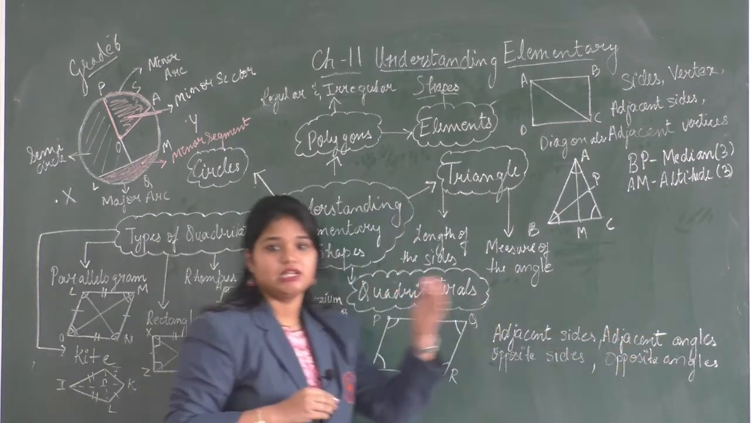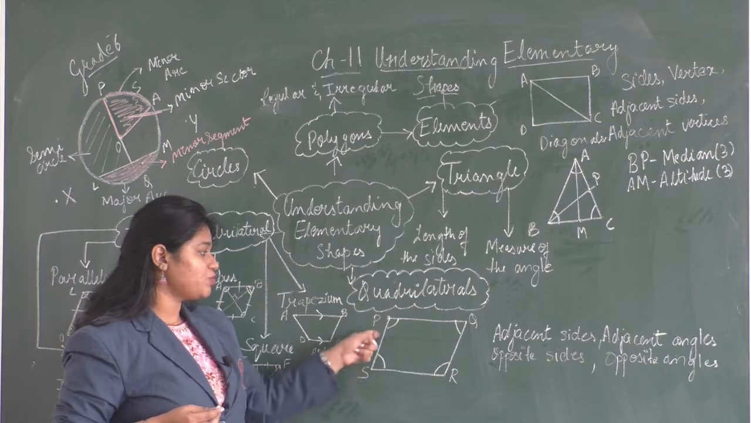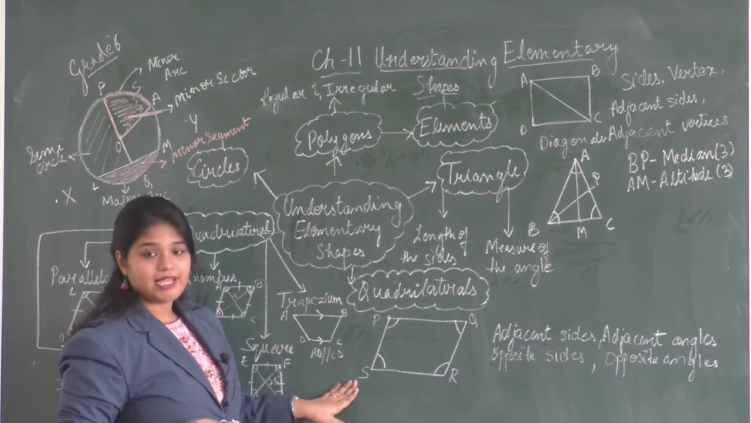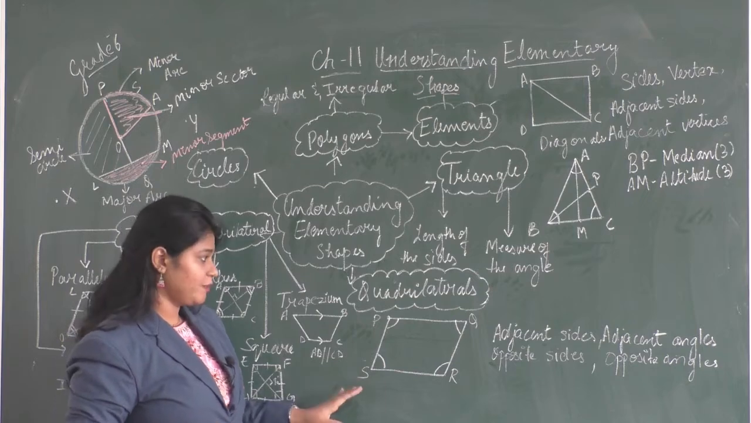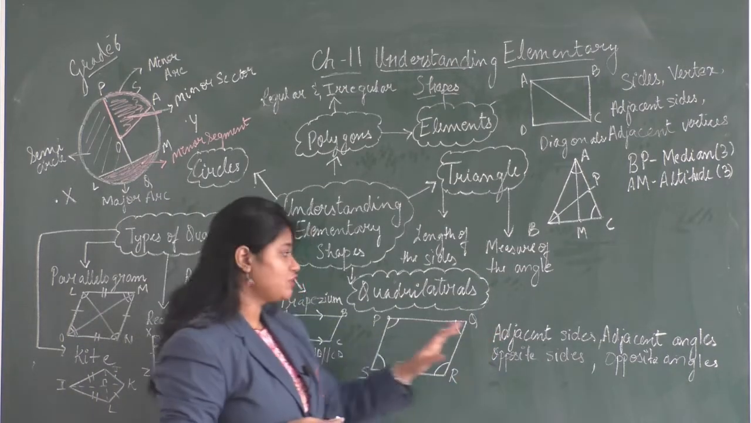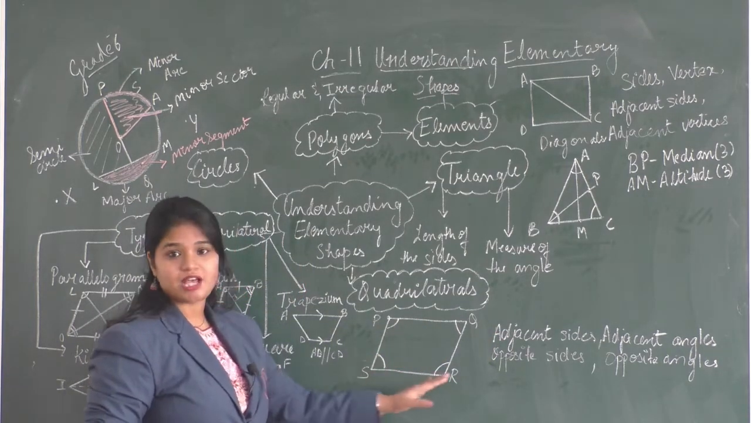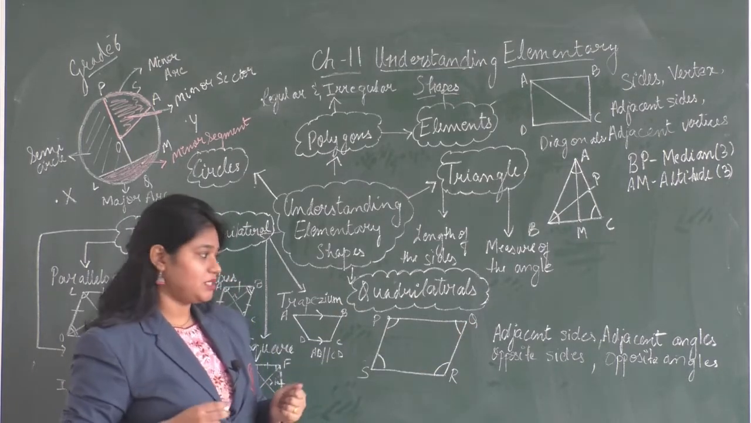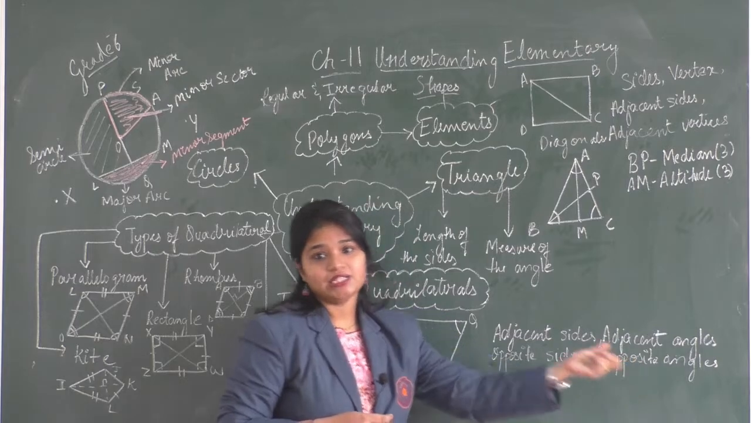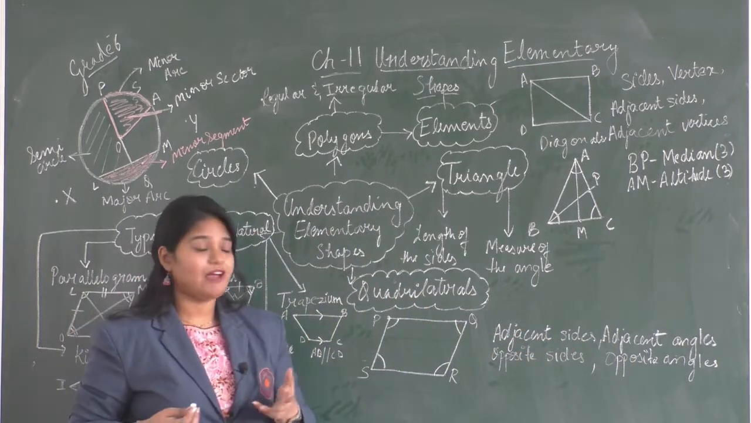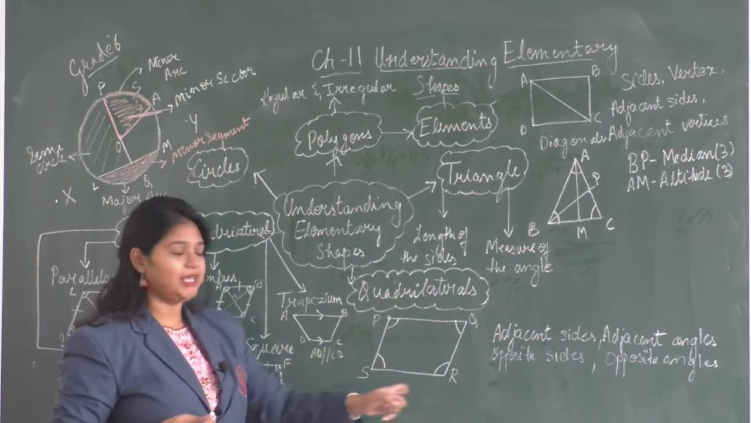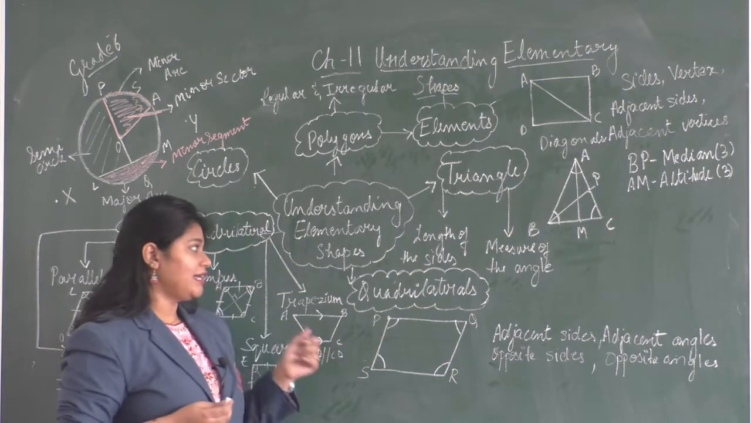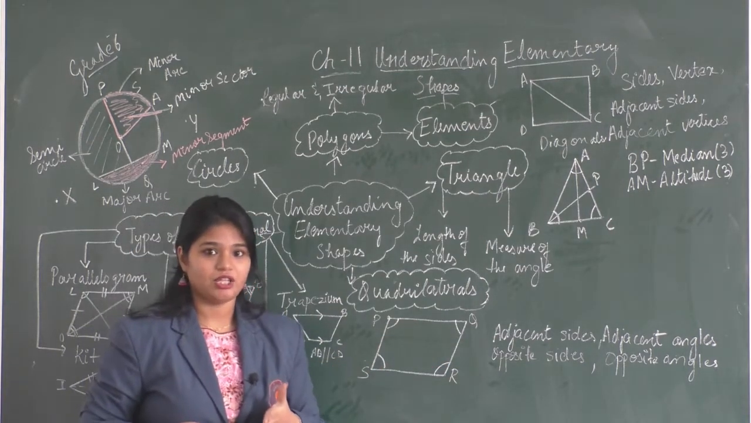Now what are adjacent angles? Adjacent angles are the angles which have a common side. So here angle P and angle S are adjacent angles. Opposite sides. So here PQ and SR are opposite sides. PS and QR are opposite sides. Opposite angles, the angles which do not have a common arm. So angle P and angle R are opposite to each other. Angle Q and angle S are opposite to each other.